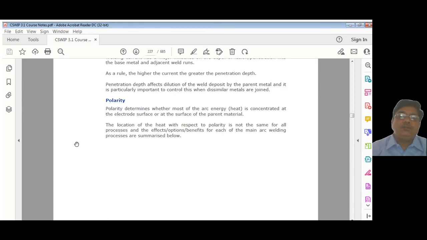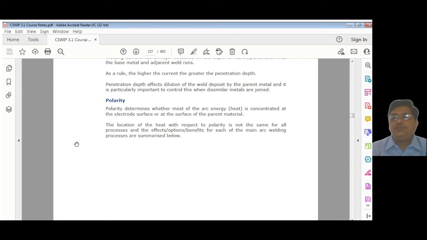Now polarity. Polarity is also very important. Polarity determines whether most of the arc and the heat is concentrated at the electrode surface or at the surface of the parent material. Depending on the polarity, you can give a negative terminal to the work, which means the material to be welded, and then the electrode in your hand becomes positive. Or you can have negative in your hand and positive in the material. Both ways it depends. Polarity will differ and the welding will differ.